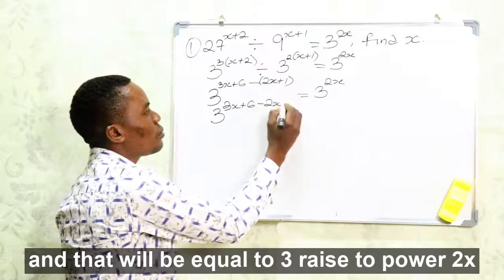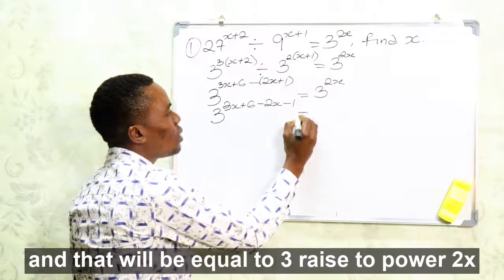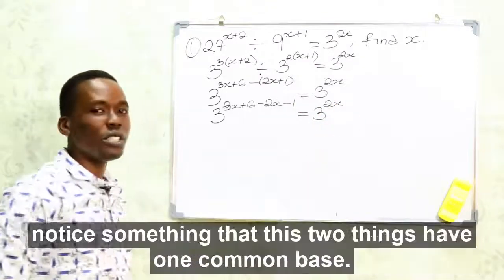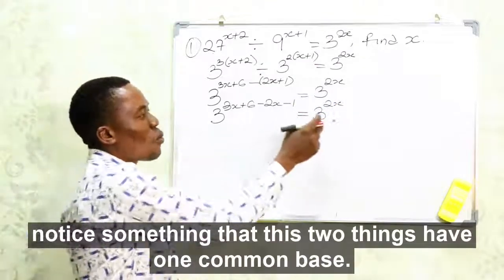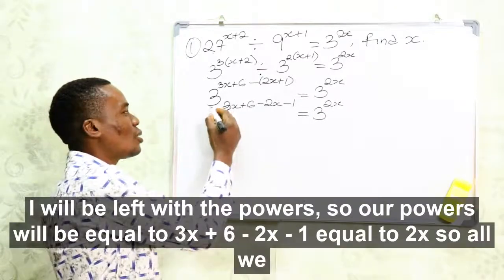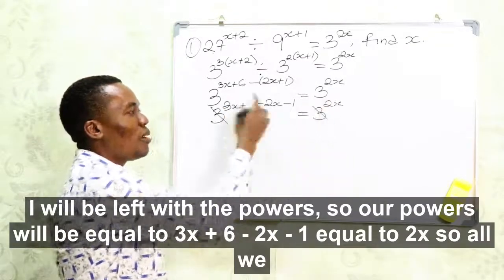Minus times plus will give us minus 1. And that will be equal to what? 3 raised to power 2x. Now, do you notice something? That these two things have one common base now. It simplifies the whole thing for us. This can just cut off this, and we'll be left with the powers.